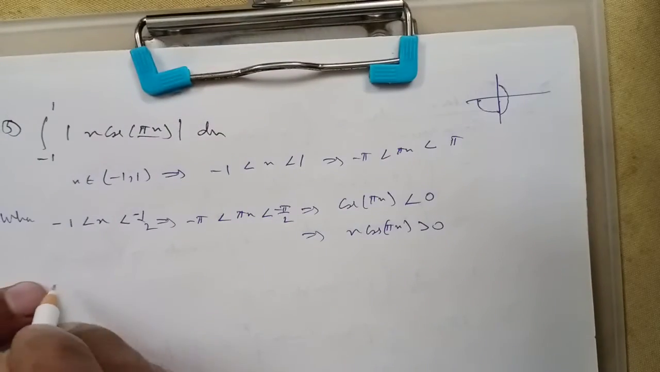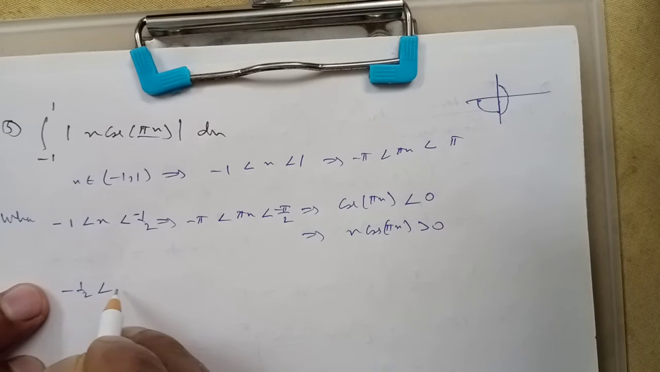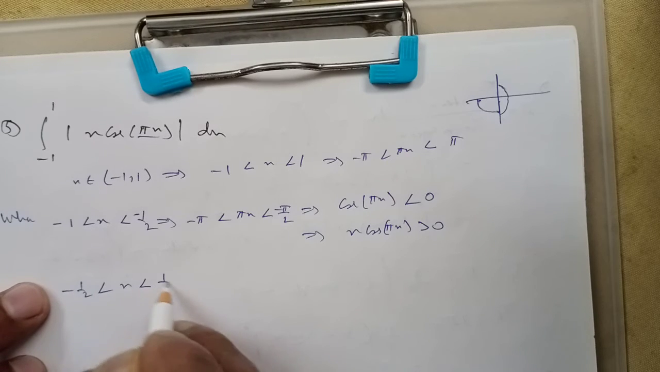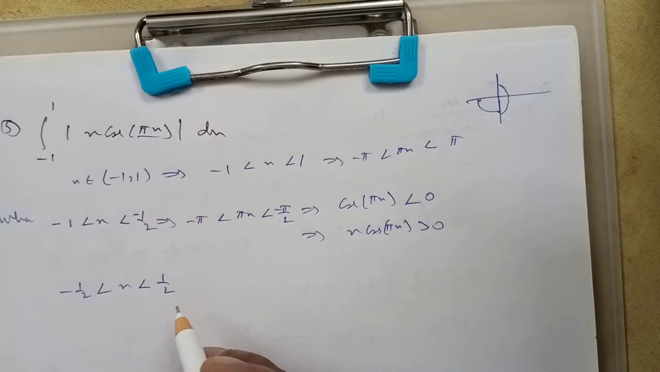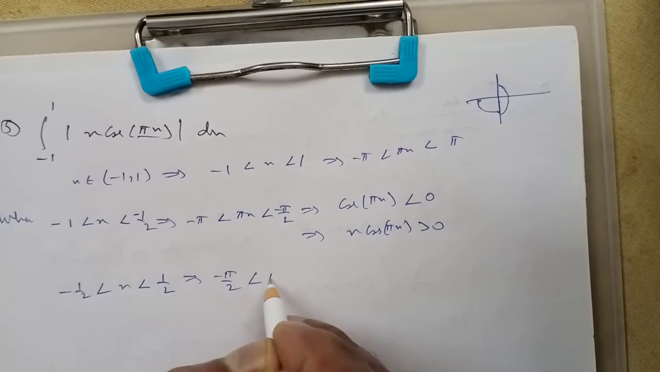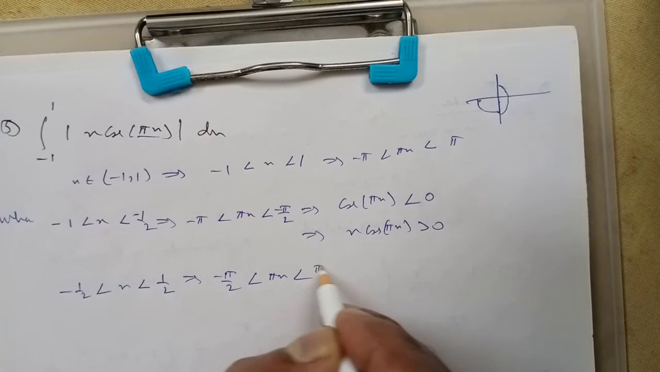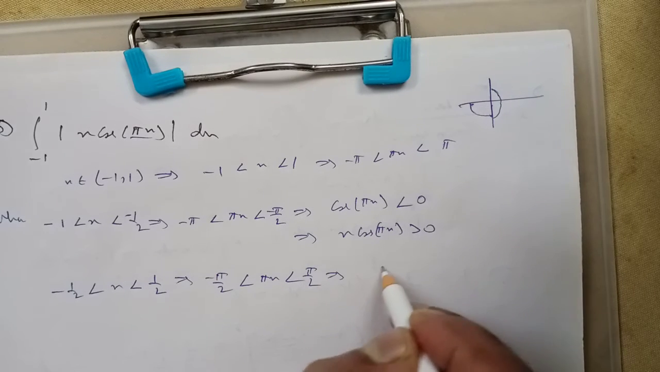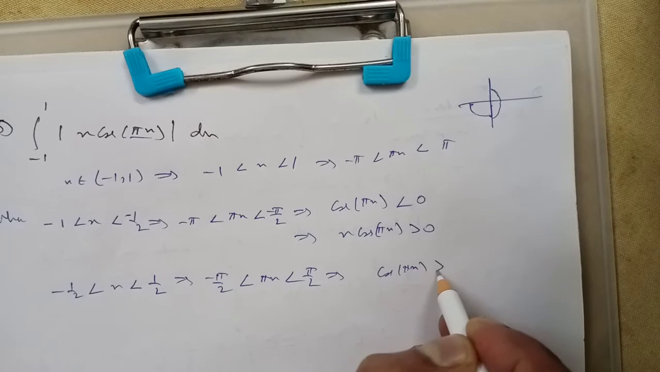Okay. Next, minus half less than x less than half, that implies pi x lies between minus pi by 2 and pi by 2. So here cos of pi x is more than 0.